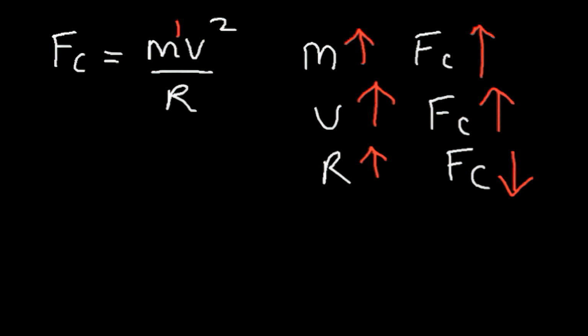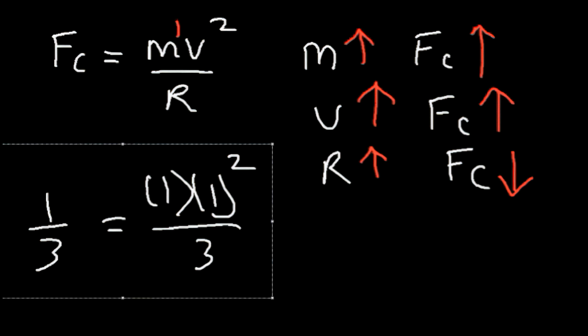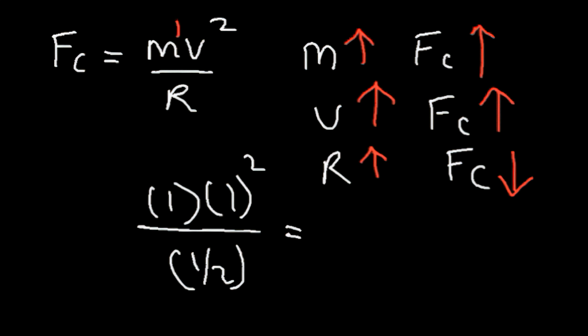Now what if we triple the radius? In this case, the centripetal force will be 1/3 of its original value, which means that it decreases by a factor of 3. Now what if we cut the distance by 1/2? If we make the radius smaller, what effect will that have on the centripetal force? So this is 1 over 1/2. 1 divided by 1/2 is equal to 2. So the centripetal force will increase by a factor of 2.